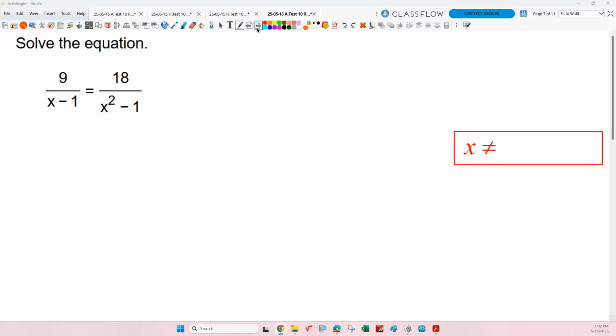Square root x squared. Magic number. Difference of squares. So that one stays the same. What would it factor into if I use difference of squares? X minus 1, x plus 1. You can do the addition first, too, if you want. Okay.